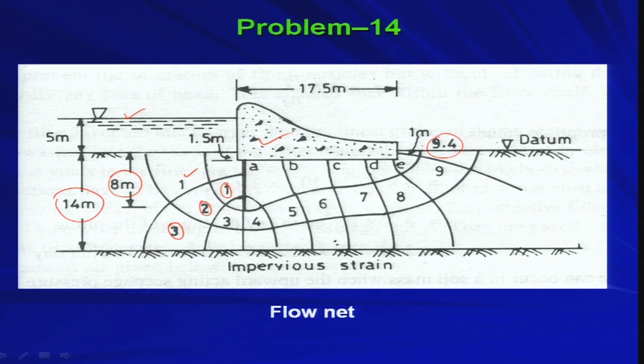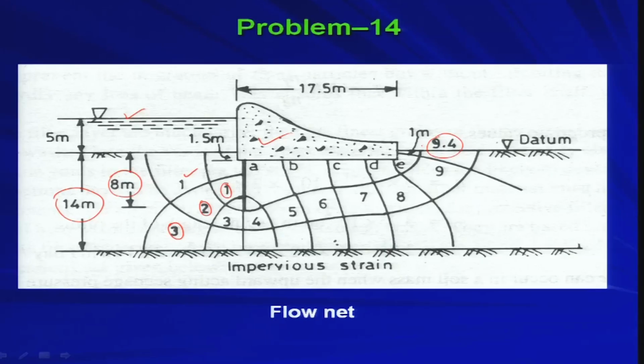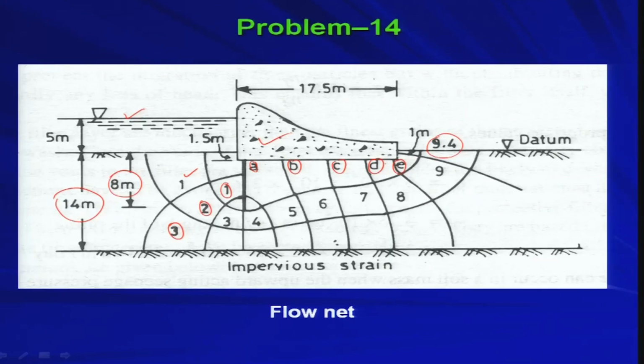First, with this flow net, you need to calculate the seepage flow across this pervious foundation bed, and then you need to find out the uplift pressure at different points, A, B, C, D and E. These points lie just at the base of the concrete dam, and you need to calculate the uplift pressure and draw the uplift pressure distribution along the base of the dam. So, this is the problem. Let us solve this problem.